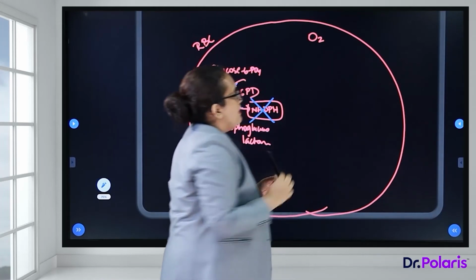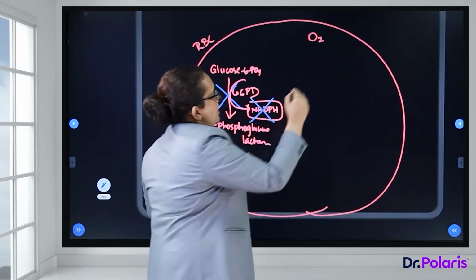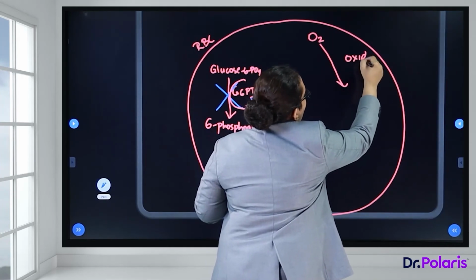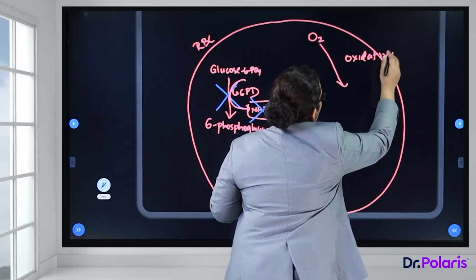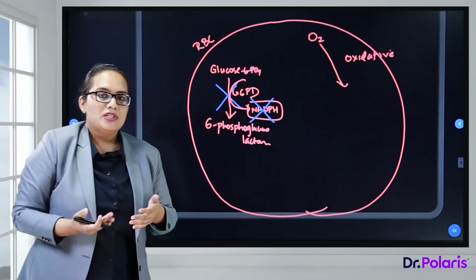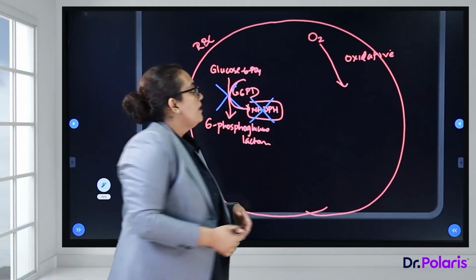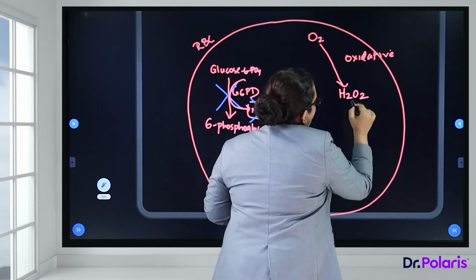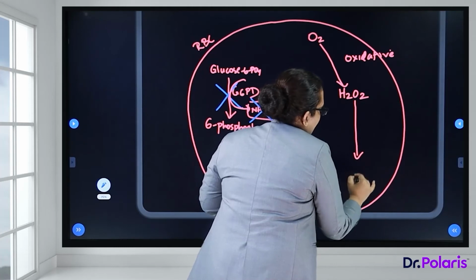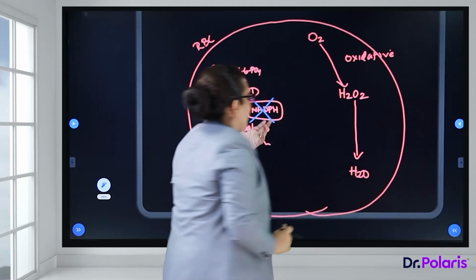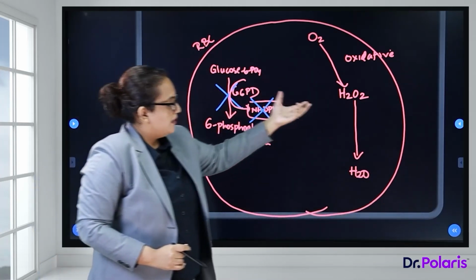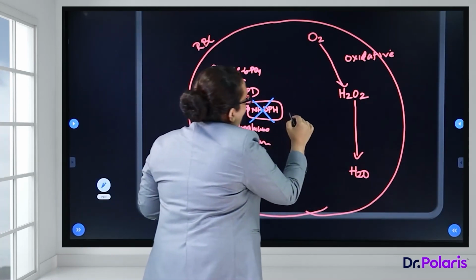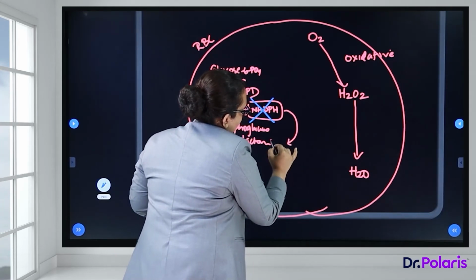Especially in G6PD deficiency, in an event of oxidative stress, especially when an individual is exposed to infection or drugs, as I've just told you, oxygen can get converted to hydrogen peroxide. And generally, NADPH is required for the detoxification of hydrogen peroxide to water. How? That is simply by this reaction.